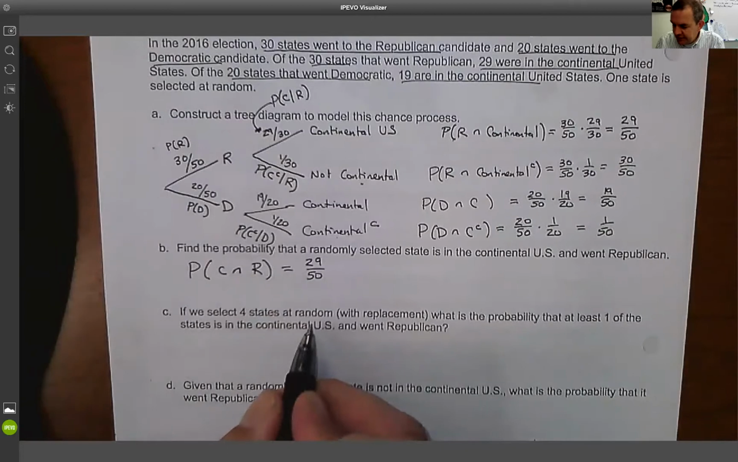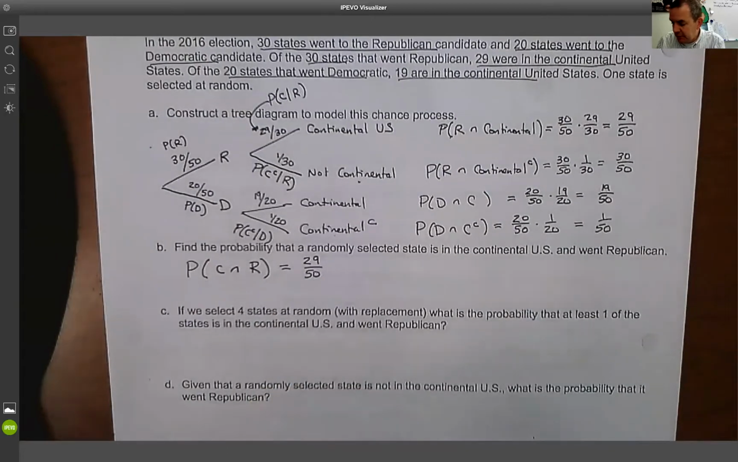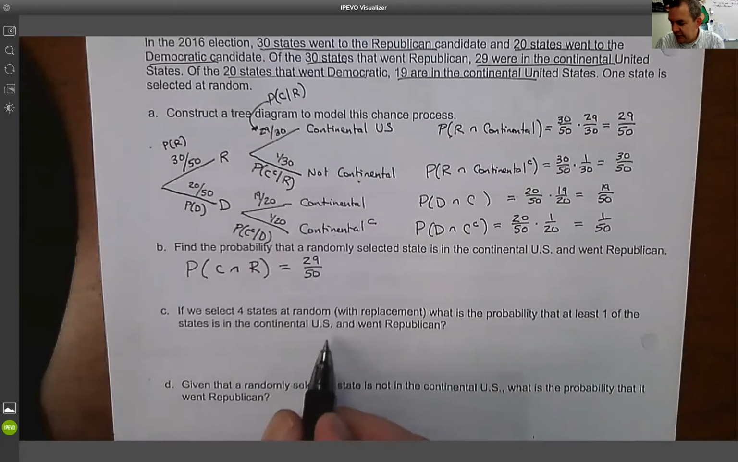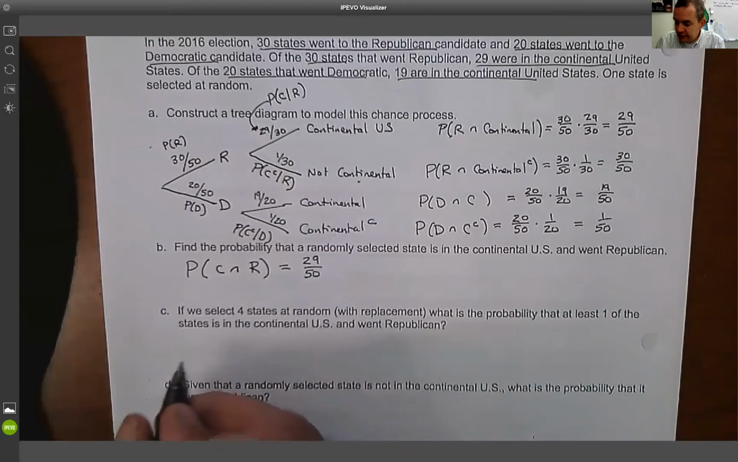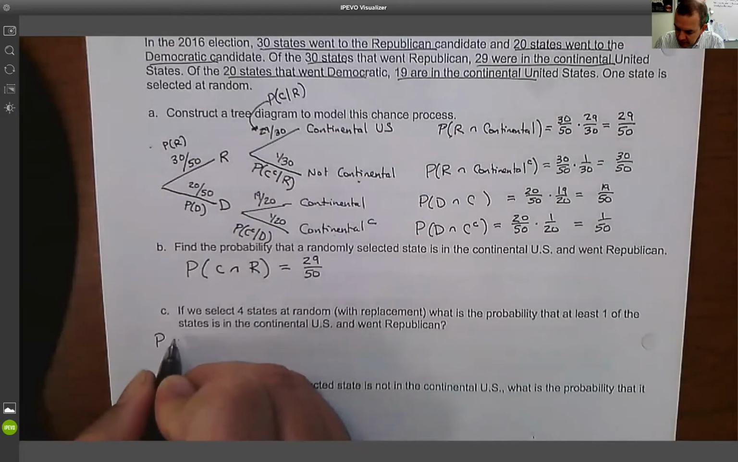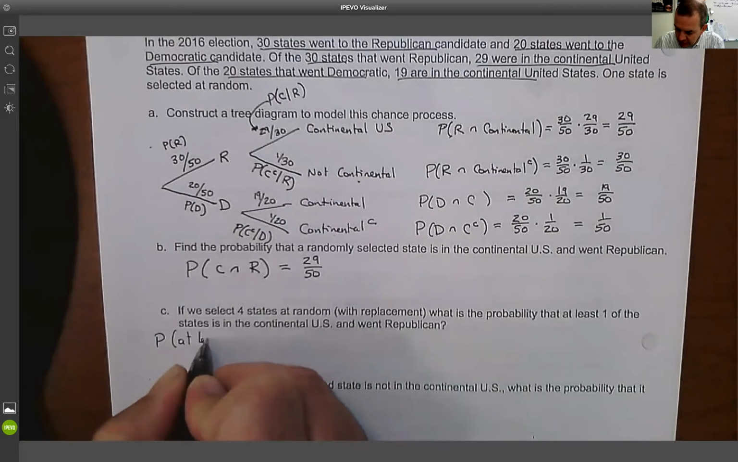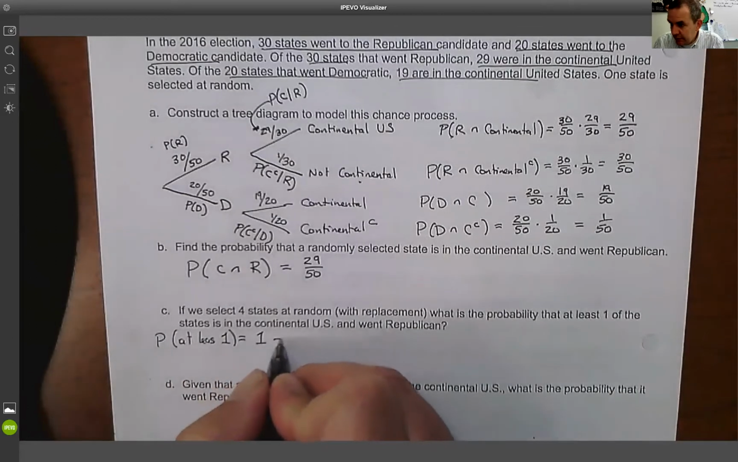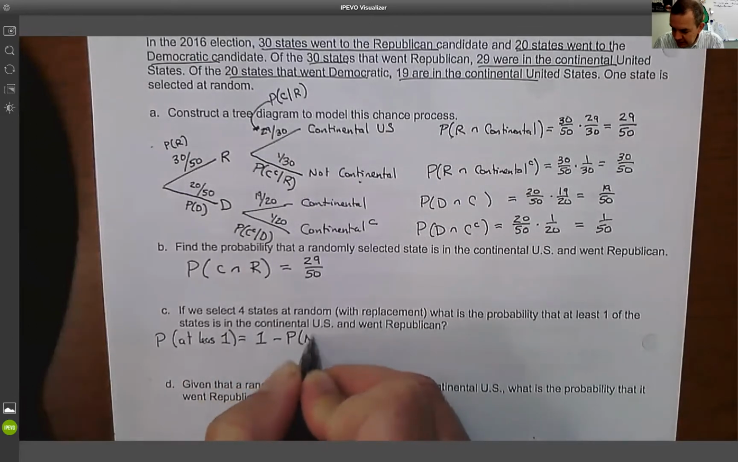If we select 4 states at random with replacement, that means we put them back in. What is the probability that at least one of the states in the continental United States went Republican? Okay, so the probability of at least one, it's a good rule to know, and I mentioned it once in class, but the probability of at least one is 1 minus the probability of none of them being that case.